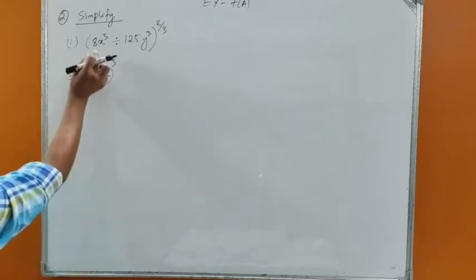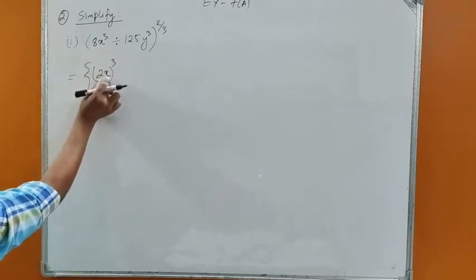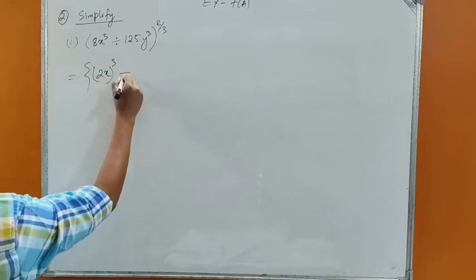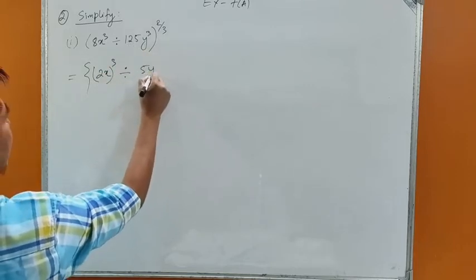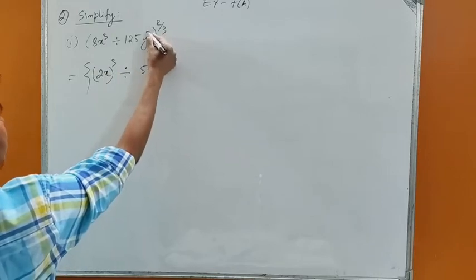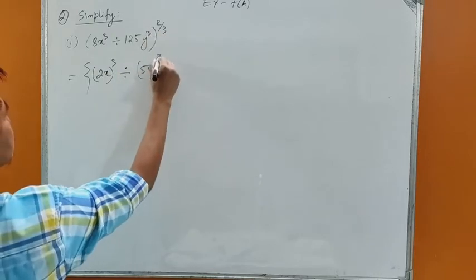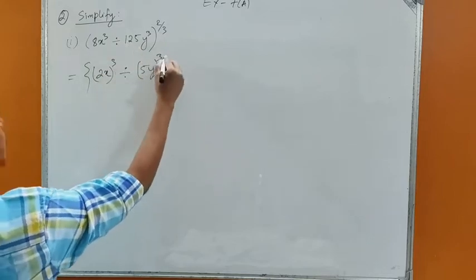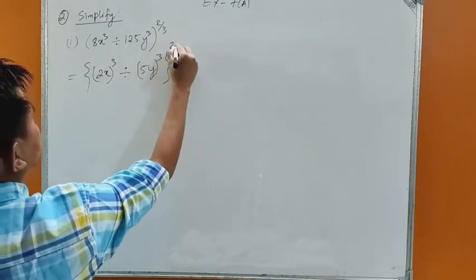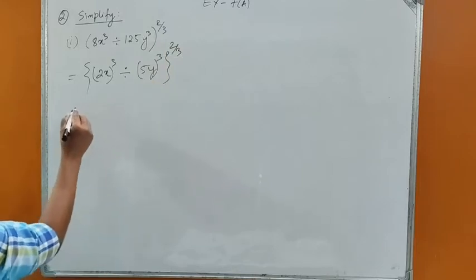Okay, 8x cube can be written as 2x whole cube divided by, so 125 means 5 y whole cube. This cube was only for y here. Now let's put this cube all together. 5 cube means 125, y cube means y cube. Now we have the power 2 upon 3 outside the curly bracket.